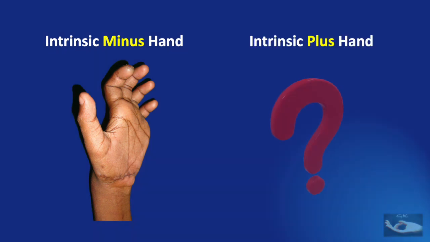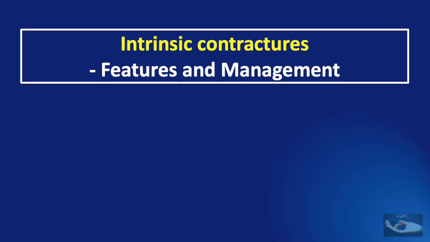We all know what is the intrinsic minus hand, where the intrinsic muscles are paralyzed. So what is intrinsic plus hand? Does it mean the intrinsics are overacting? Is it the same as intrinsic tightness and the intrinsic contracture? Yes, indeed.